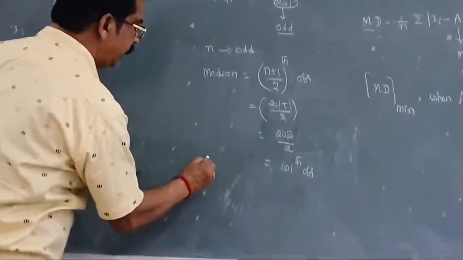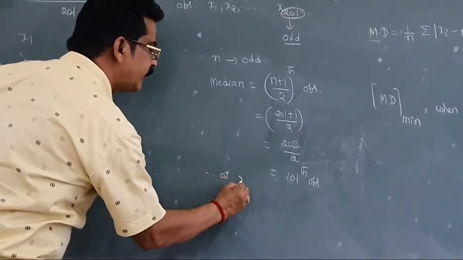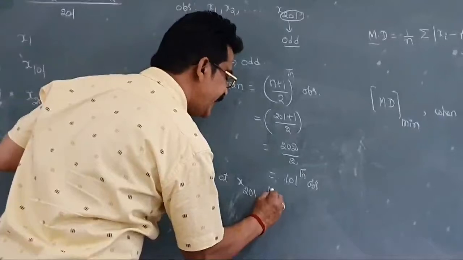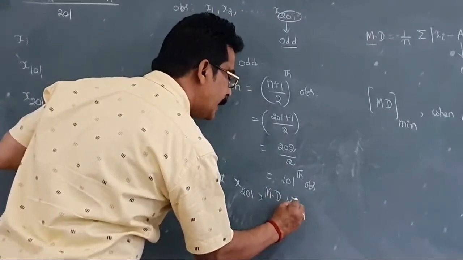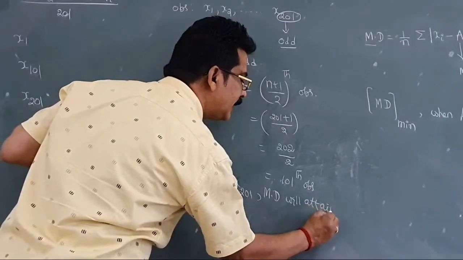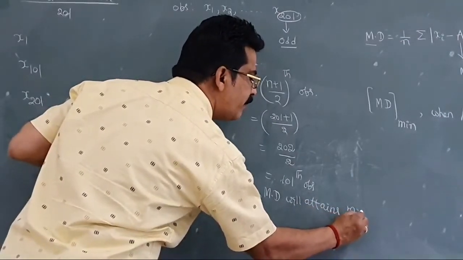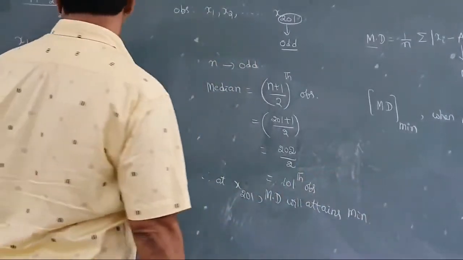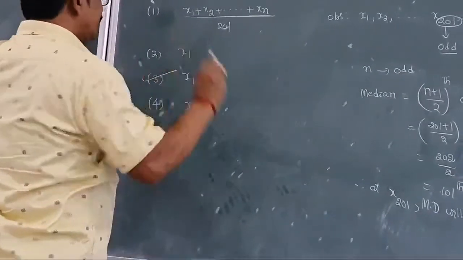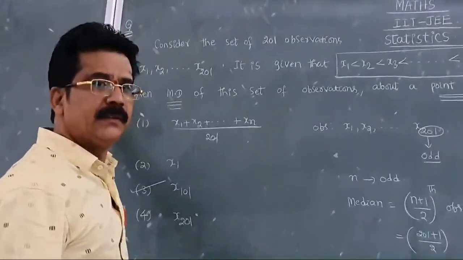Understand? So therefore at x101 only, the MD will be minimum. Where is that? x101 observation. It is the third option. Hence third option is right.